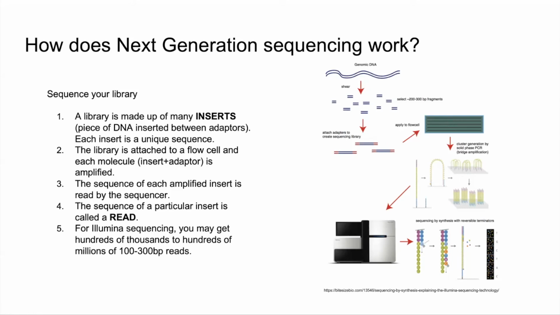Each molecule, insert plus adapter, is amplified on this flow cell. The sequence of each amplified insert is then read by the sequencer. The sequence of that insert is a read. So we have inserts that are from these libraries, and then the data that comes from the insert is a read. For Illumina sequencing, we may get hundreds of thousands to hundreds of millions of reads. So those are our raw data.